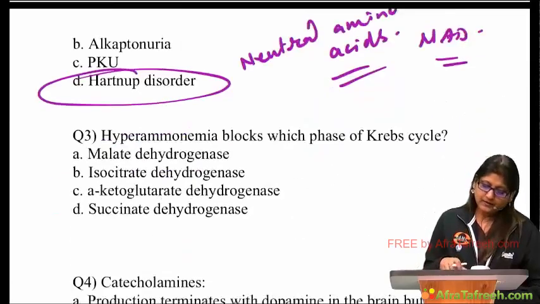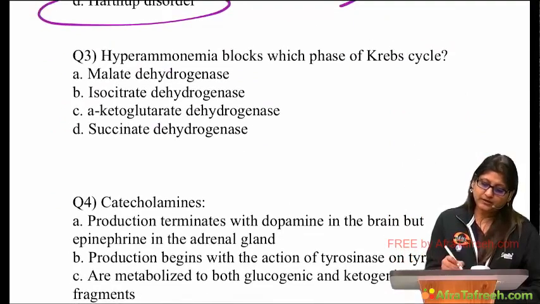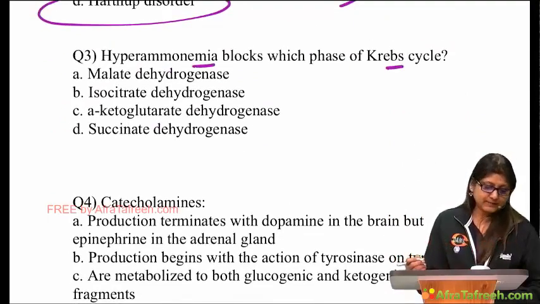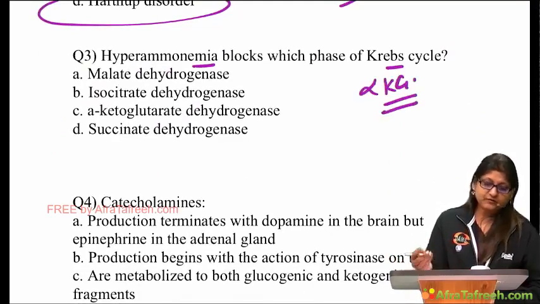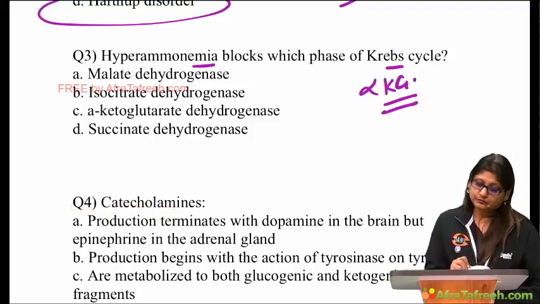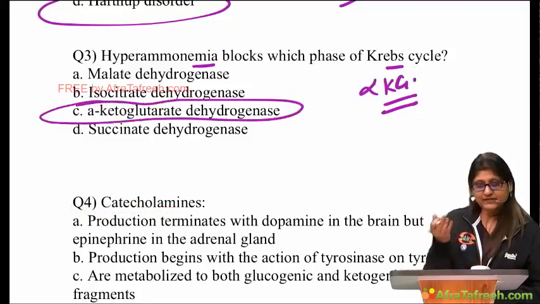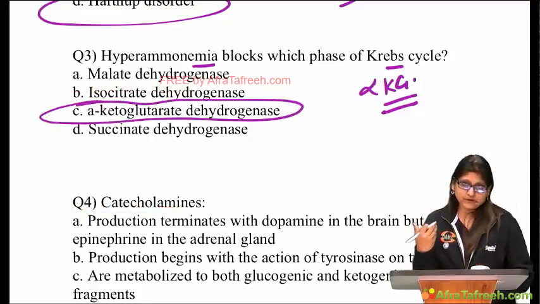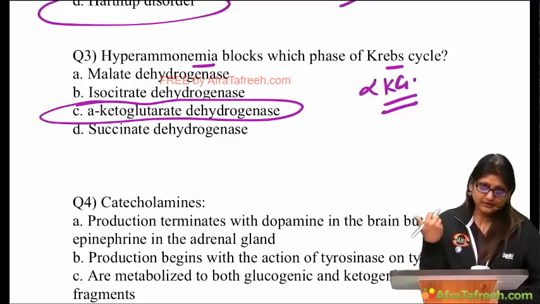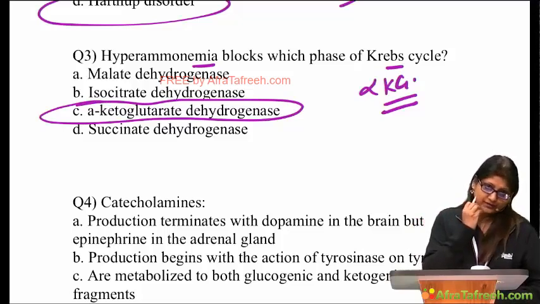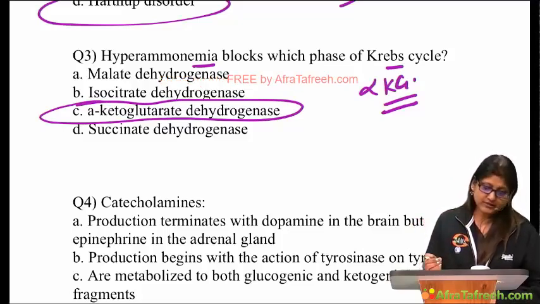Coming to the third question: hyperammonemia blocks which stage in the Krebs cycle? Alpha ketoglutarate is the intermediate which is going to capture the ammonia immediately. So that is going to block alpha ketoglutarate dehydrogenase, which is the next enzyme. When substrate is removed from the TCA cycle in a cataplerotic reaction, of course there is no chance of the action of alpha ketoglutarate dehydrogenase enzyme.